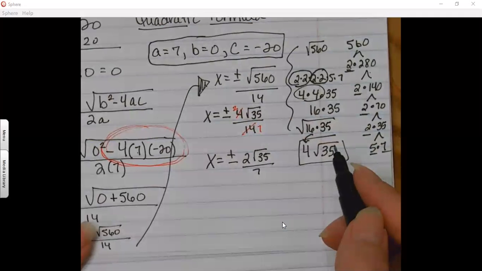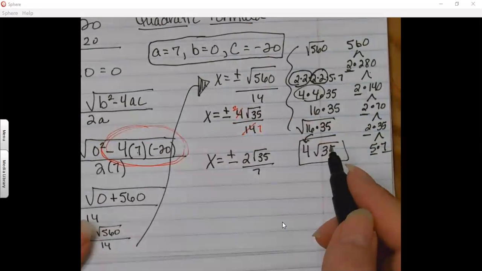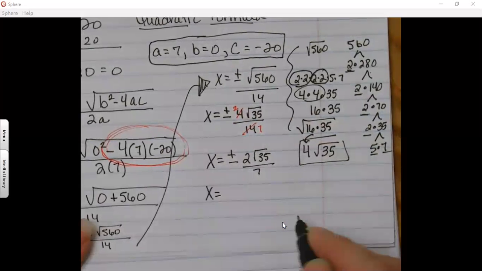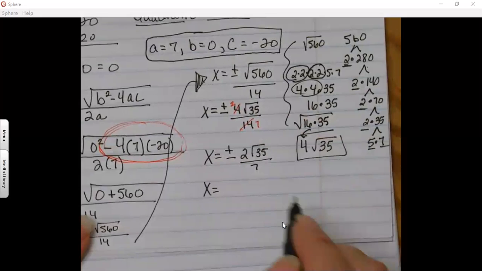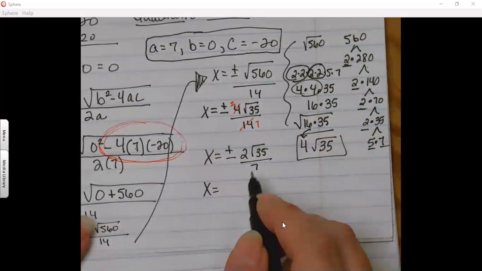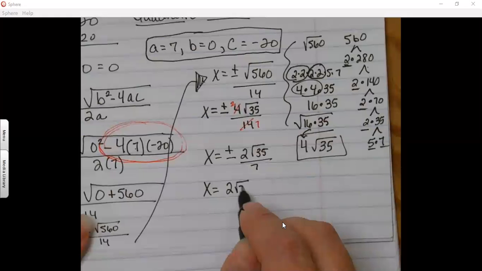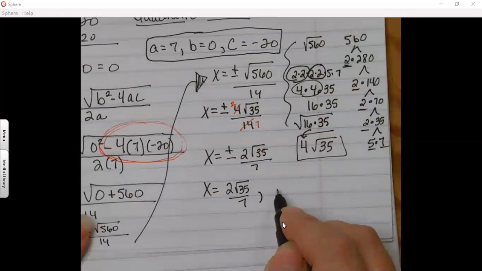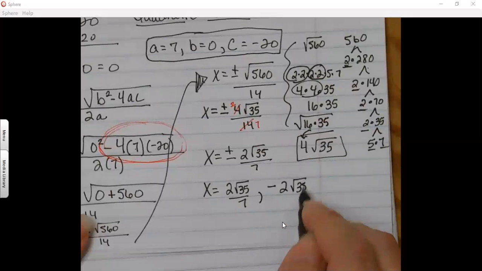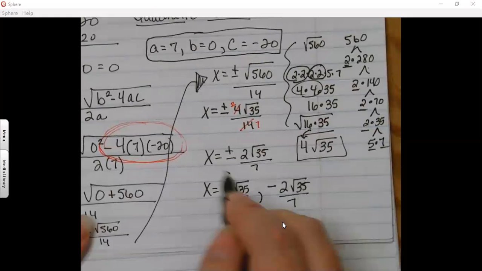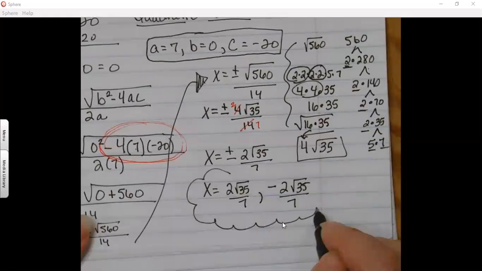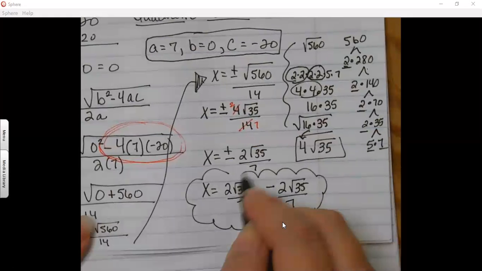They have different values. Notice on your paper it writes it as 2 separate answers. If it's a multiple choice, it's going to do the same. One of your answers is positive 2 times the square root of 35 divided by 7. Your other answer is negative 2 times the square root of 35 divided by 7. You're going to write it out as 2 separate answers on the test if it's multiple choice.